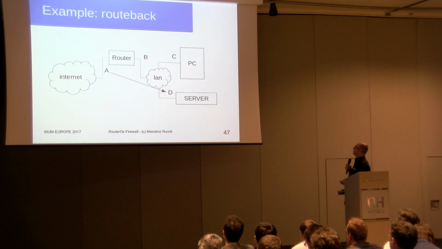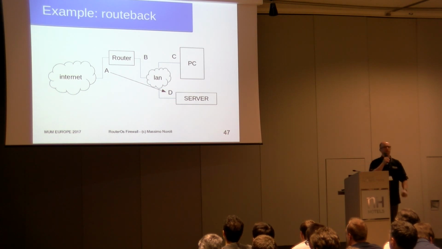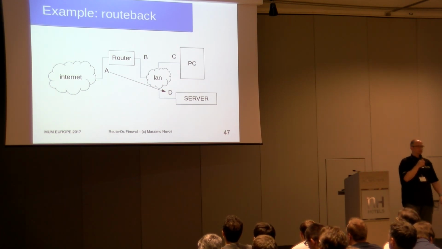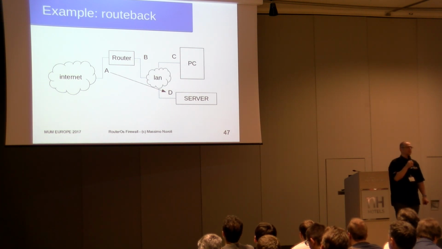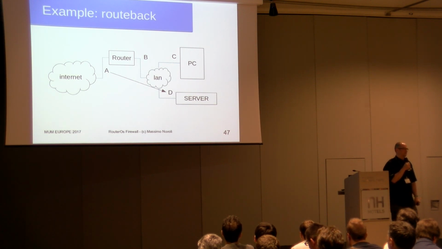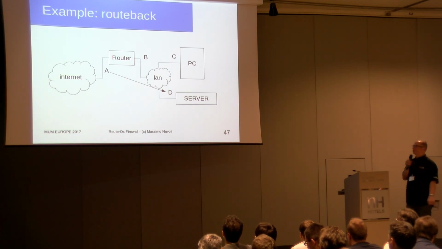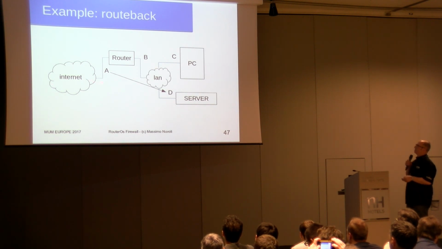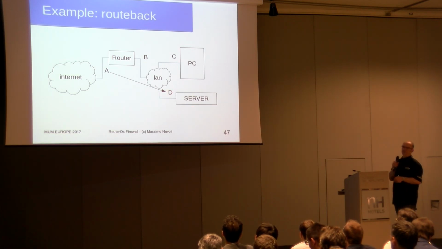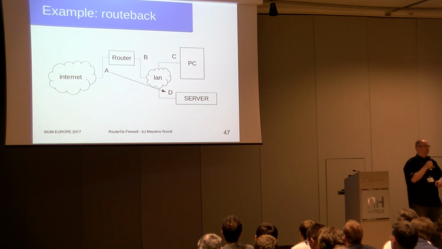Then, this is quite a simple example. Do you know what route back is? It's a feature that is not present in many other vendors. They don't know how to do that. But in Linux and also in RouterOS, it's possible to do that. I have an internet connection, an IP address on the router. This is the LAN network. I have B IP address, C IP address, and D IP address. This is a server. Email server, HTTP server, it is not important.